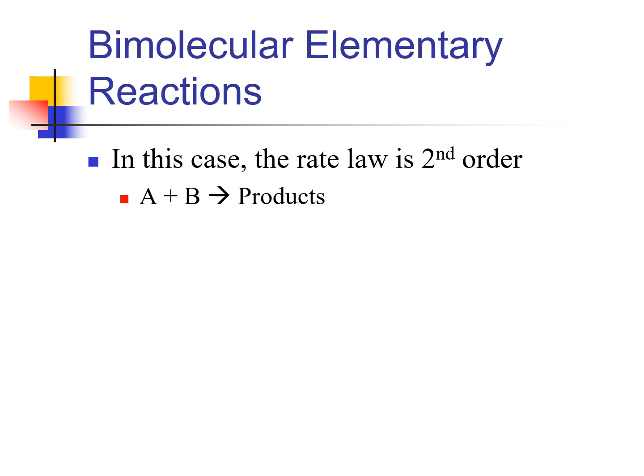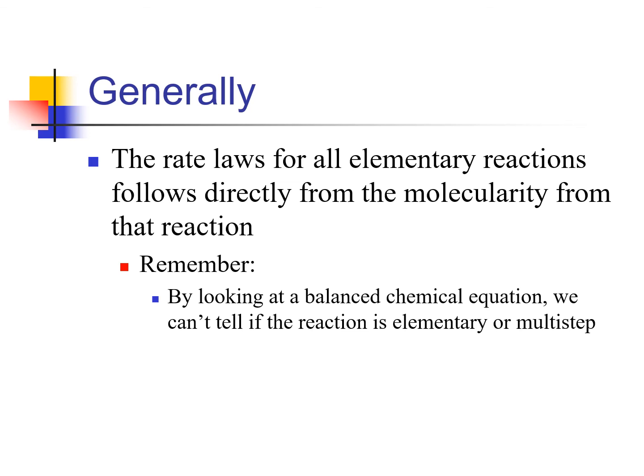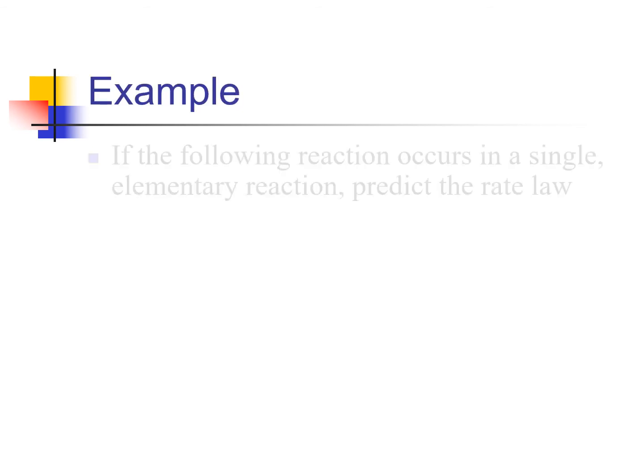Bimolecular would look like that. So again, the rate law for all elementary reactions follows directly from the molecularity. You can really just write down what the reactants are, and their orders are their coefficients. It's as simple as that. But again, if it's a balanced equation, you cannot tell if it's elementary or multi-step. You've got to be told if something is elementary.